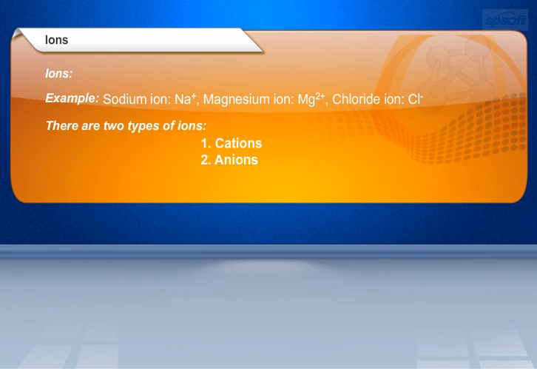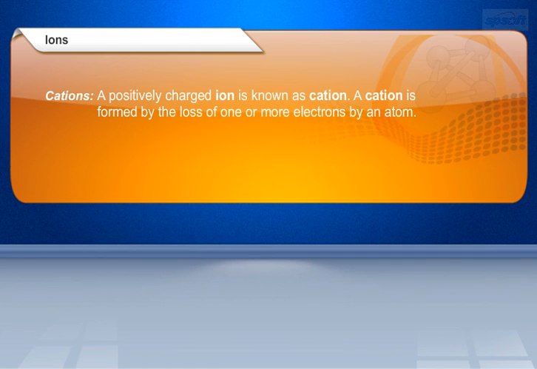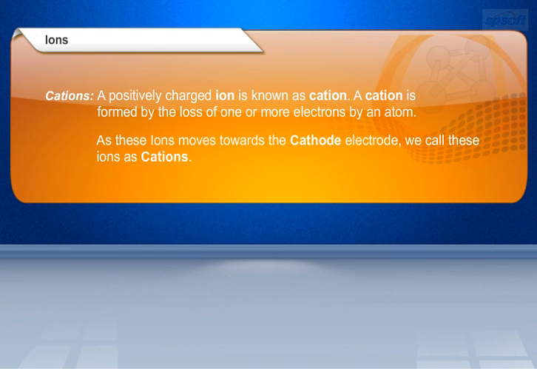There are 2 types of ions: cations and anions. Let us look into cations first. A positively charged ion is called cation. A cation is formed by the loss of one or more electrons by an atom. As these ions move towards the cathode electrode, we call these ions cations.